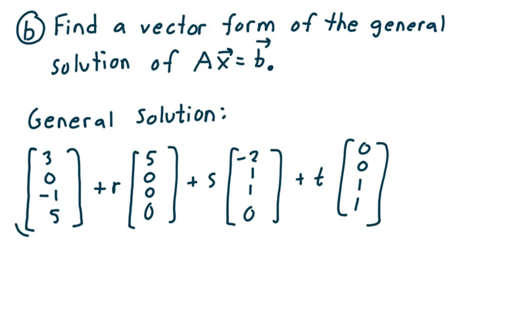So notice how we have a specific solution to AX equals B. We have a general solution to AX equals 0. And if we add them up, we get a solution to AX equals B. It's a general solution because r, s, and t are free variables.